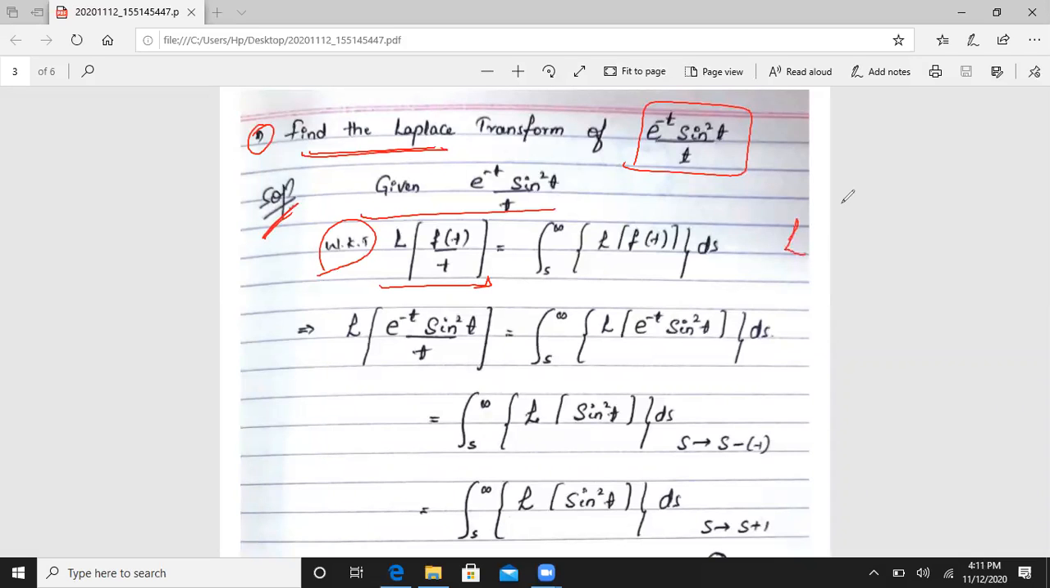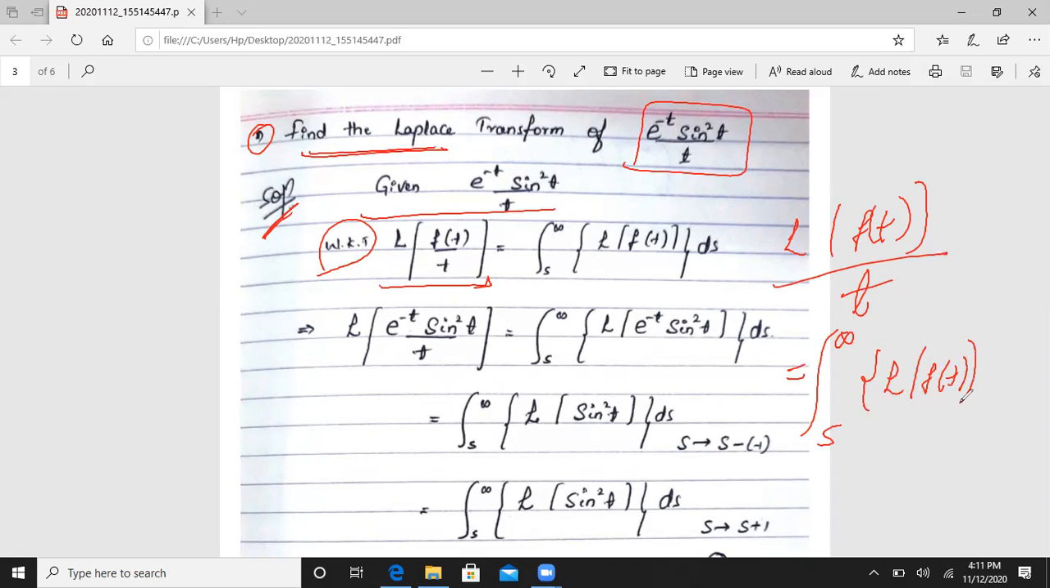So the Laplace transformation of the given function divided by t is equal to the integration over s to infinity of the Laplace transformation of the remaining function, that is f of t, with respect to ds. So we have our problem: the Laplace transformation of e to the power minus t sin square t by t is equal to the integration over s to infinity of the Laplace transformation of the remaining function, that is e to the power minus t into sin square t, with respect to ds.